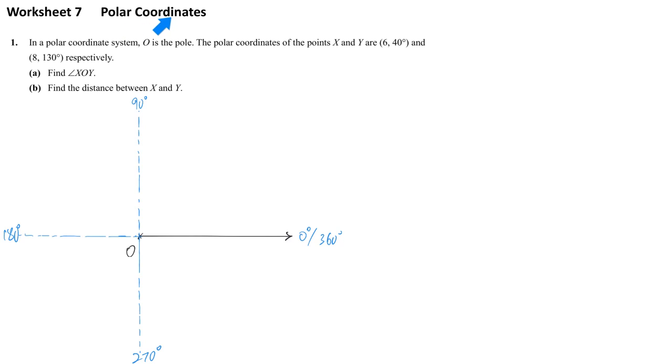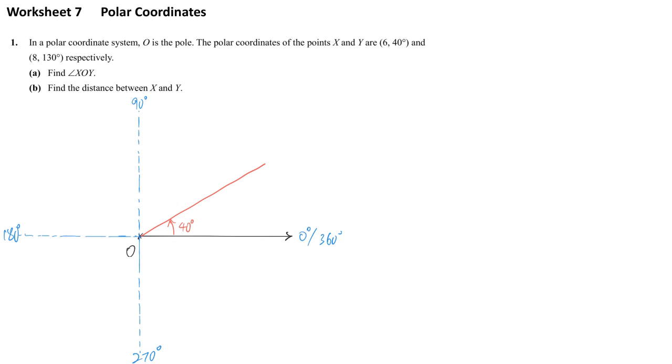For polar coordinate system questions, the most important thing is you need to draw to know the approximate position of the given points. Otherwise, it's difficult to know what's going on here. The first point is 40 degrees. That means from our polar coordinate, the starting point is 0 degrees. We rotate anti-clockwise by 40 degrees. So the direction is approximately like this, while this angle is 40 degrees.